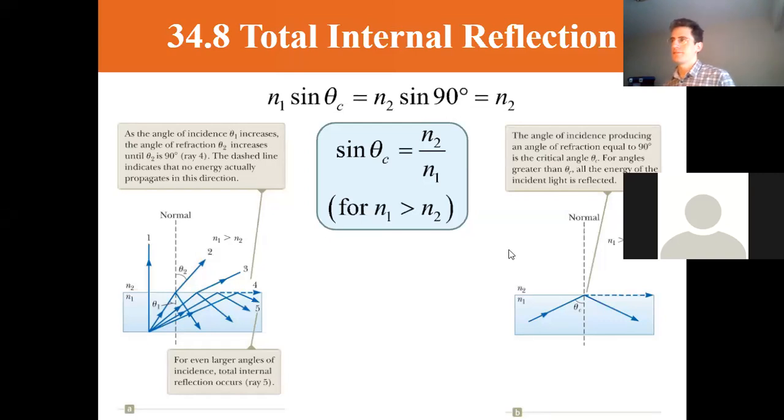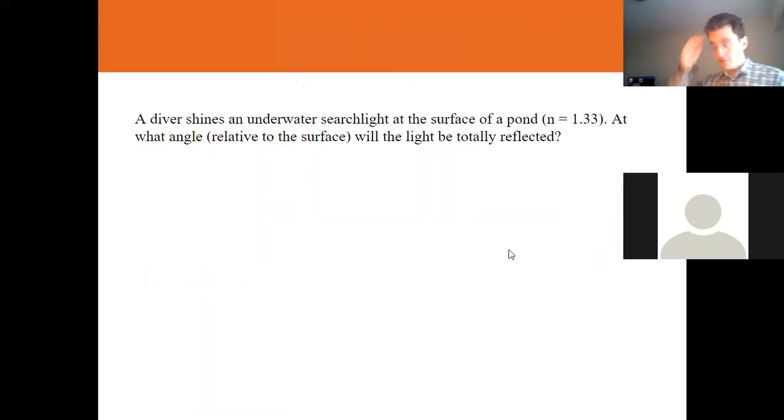So I have a few questions to show this. A diver is underwater, and they have one of those underwater searchlights that works well underwater. That's why they're called underwater searchlights, self-explanatory. And at one angle, they have to shine it to reflect internally.